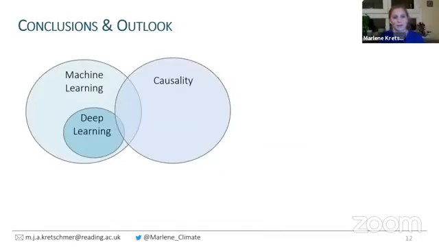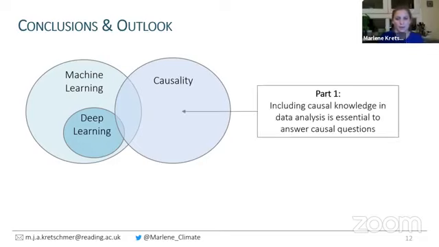So this is my conclusion slide. The point I try to make is that in climate science, the physical concept of causal effect is very natural to us, but yet we don't really capitalize on the mathematical formalism of this concept. But I think including our causal knowledge and all the knowledge we already have on the system is essential in our data analysis to also answer these causal questions which we pose.